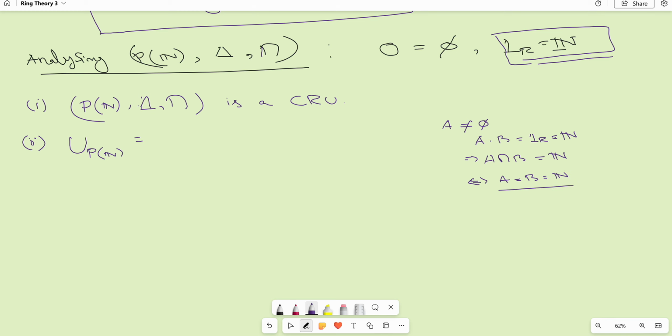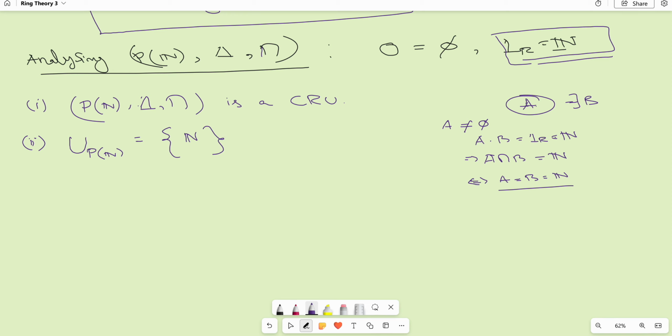What is the definition of a unit? For every element A, if there exists a B such that A dot B equals 1R, then we say that A is a unit. So for A intersection B equals N, you have to choose A and B to be N. There is no other choice in your hand. So the only unit of the power set of natural numbers is the natural number set N.